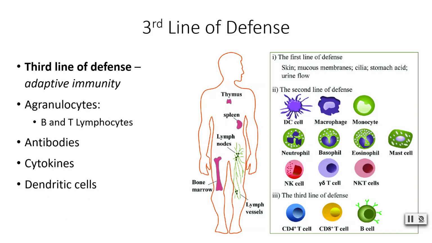Now, if we need a more specific response, we're going to have to go to that third line of defense, that adaptive immunity. This is where your B cells and your T cells come into play. Those B cells will then also produce antibodies. Notice we have cytokines and dendritic cells here as well. These show up in both the second and third line of defense. Cytokines are proteins that assist in activating parts of your immune system, and dendritic cells also play multiple roles in helping activate various cells in your immune system. So they get to play a part in second and third line of defense.